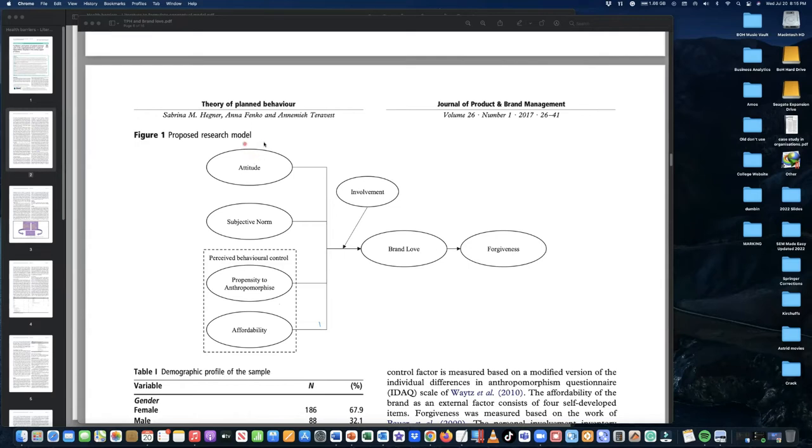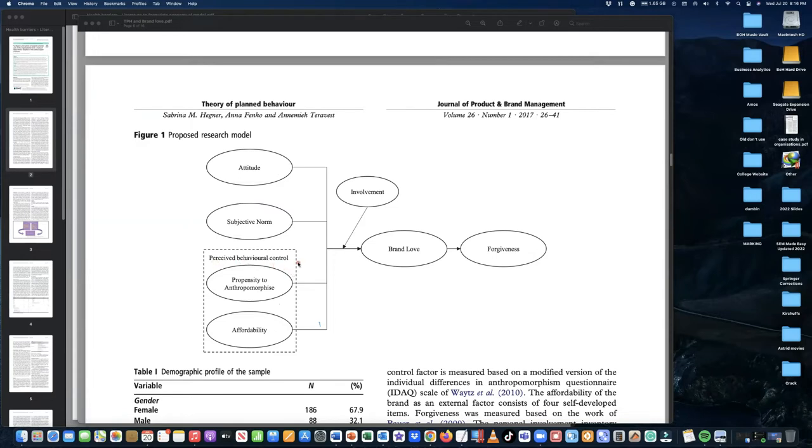So look at a proposed research model or conceptual model. For now, you can even call it a conceptual framework. So attitude is coming from where? Theory of planned behavior. Subjective norm is coming from where? Theory of planned behavior. Good. Now this also is planned behavior.